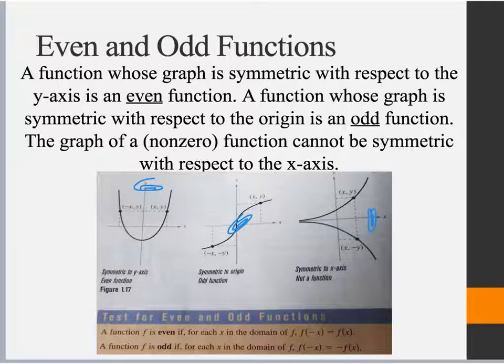Alrighty. And the way we test that is what you see at the bottom. Look at the very bottom. How do you test it? It says a function f is even if for each x in the domain, when you substitute in a negative value, you still get the original function, then it's even. If I put in a negative version of the input and I get a negative of my original answer, then it's odd. Okay, so let's try that.